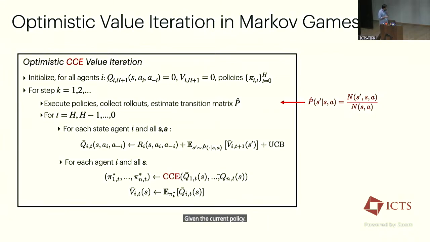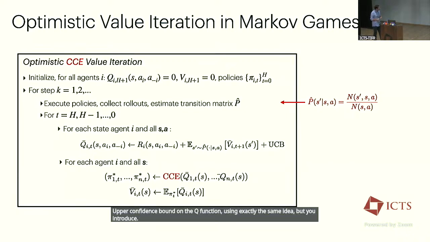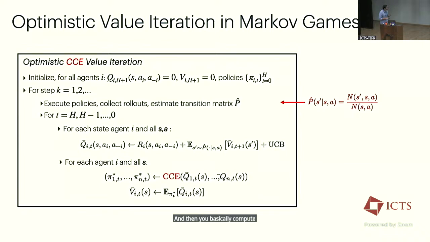And then you essentially just do dynamic programming. So for t equal to H all the way down to 0, you update your upper confidence bound on the Q function using exactly the same idea, but you introduce an upper confidence bound term here, which depends on the number of times you visited each of the states. Then you compute the CCE based on these upper confidence bounds, and then you update your value.